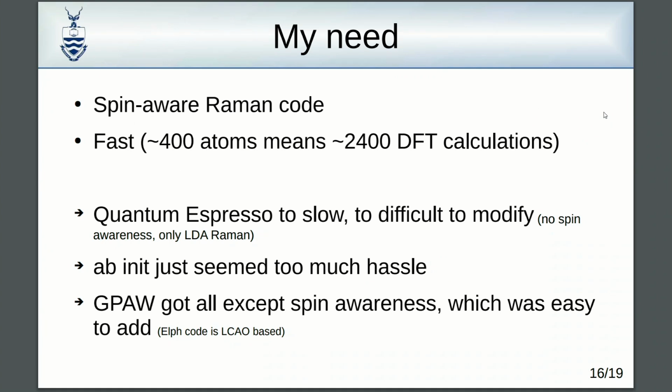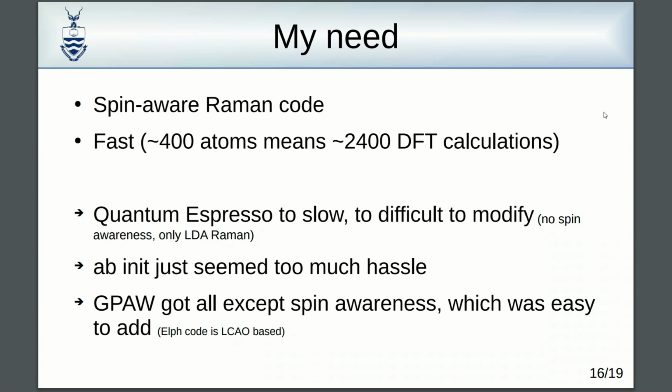For my specific case, what was my need? I needed a Raman code. I needed it to be spin aware because I had a high spin and a low spin phase. I needed it to be fast because with 400 atoms, I have 3N degrees of freedom, 2 calculations per degree of freedom, so a lot of calculations. It needed to be very fast, especially for 400 atoms.